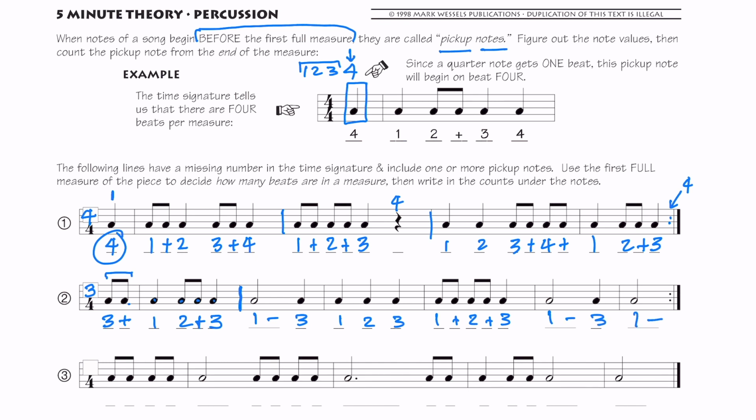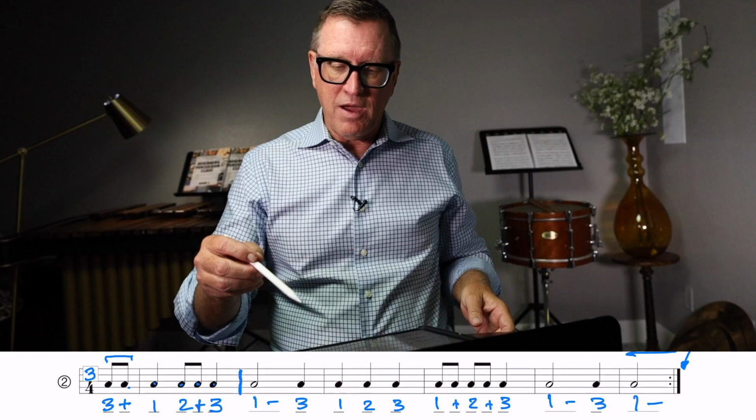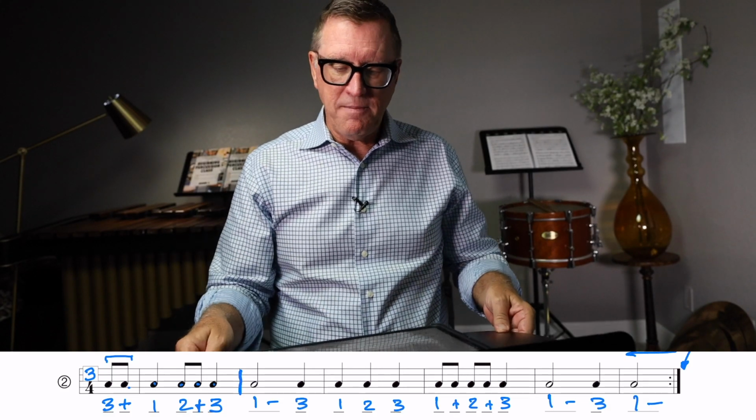Now I do have a repeat sign. So where is my count 3? I'm missing a count 3. It's in the pickup. So when I'm counting this line out loud, when I get to my last measure, I have to repeat back to the beginning. All right, so let's do that very slowly.